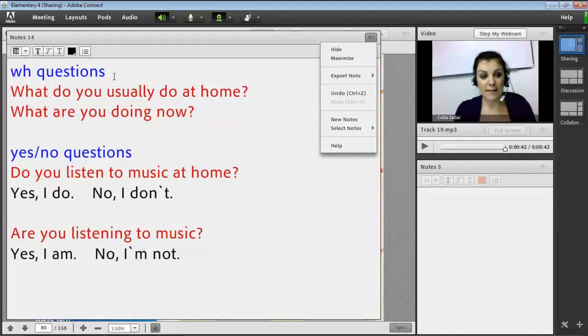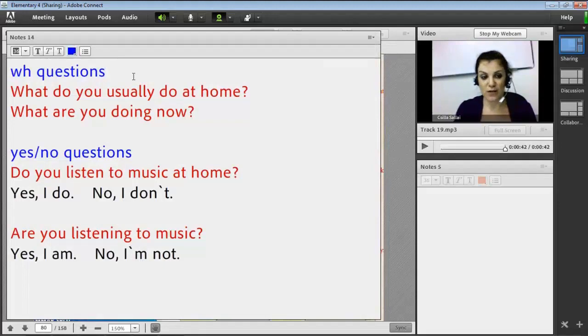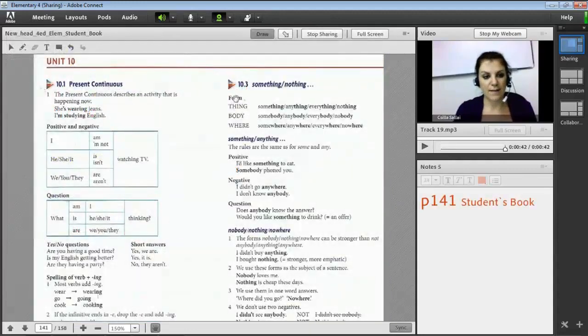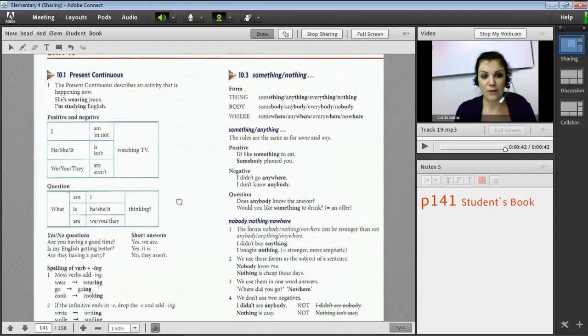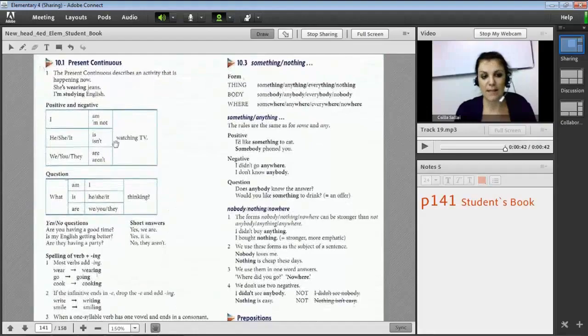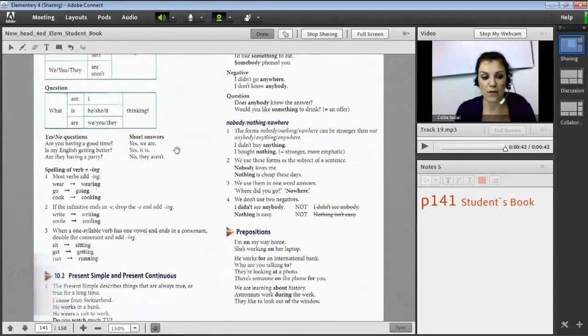Now please copy these questions and answers in your notebook so you can do your own revision at home. And then please open your book on page 141, again at the back of your book where you can find the grammar reference. Right, so this is page 141. I just wanted to remind you that you can always go back to this grammar reference if you need any revision about the present continuous, the positive and the negative sentences, how to make questions.